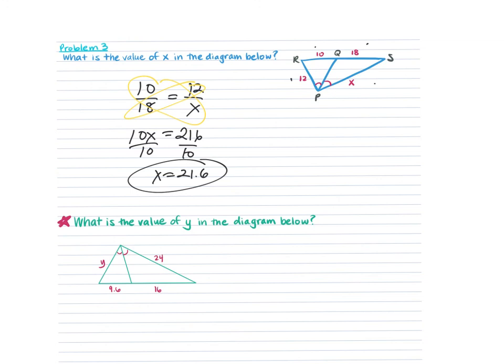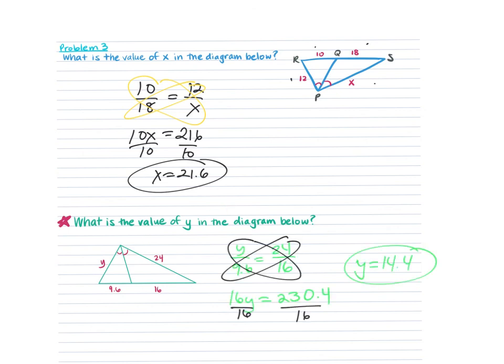Now try this one on your own and then check back for the solution after you press pause. For this one, I set it up this over this equals this over this, which works too. This is the same triangle, so they should be in proportion like that. You could also have done this over this equals this over this, and you would have got the same thing. When you cross multiply, you get y equals 14.4.